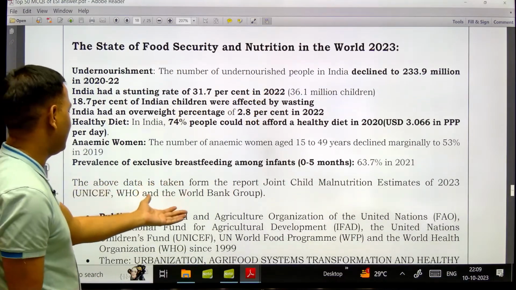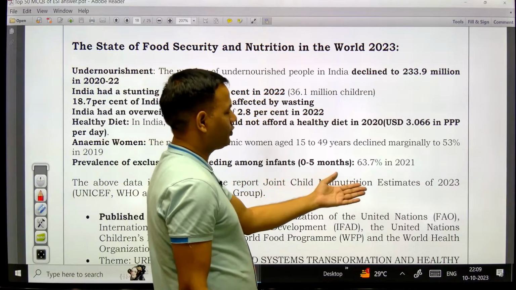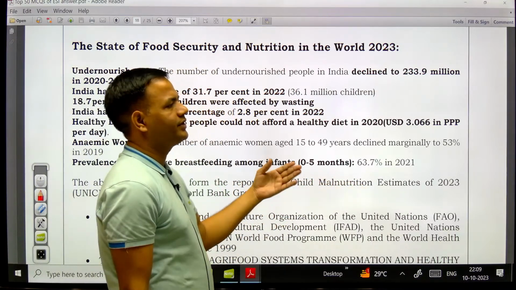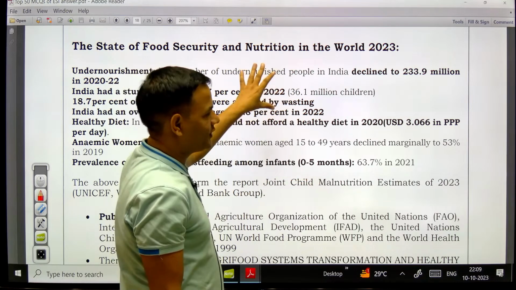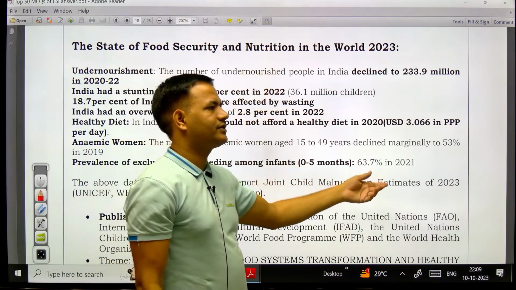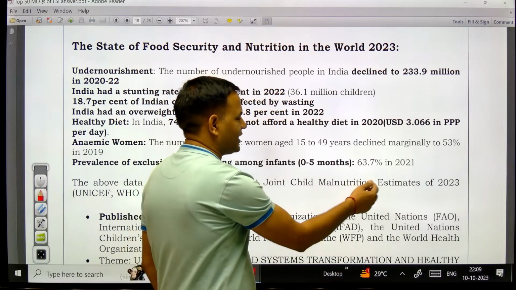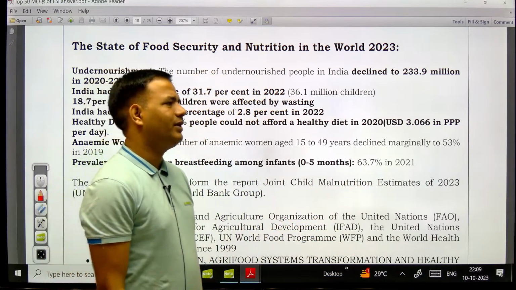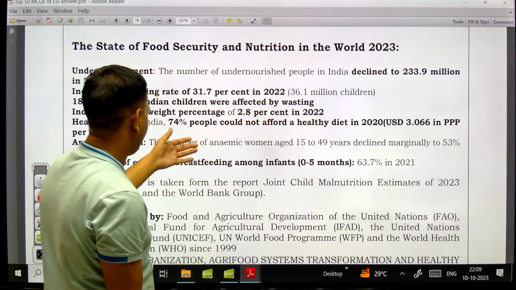One more report was there, the Joint Child Malnutrition Estimates. If this report is referred to in a question, the same data is used in that report also, so the same answer will be there.